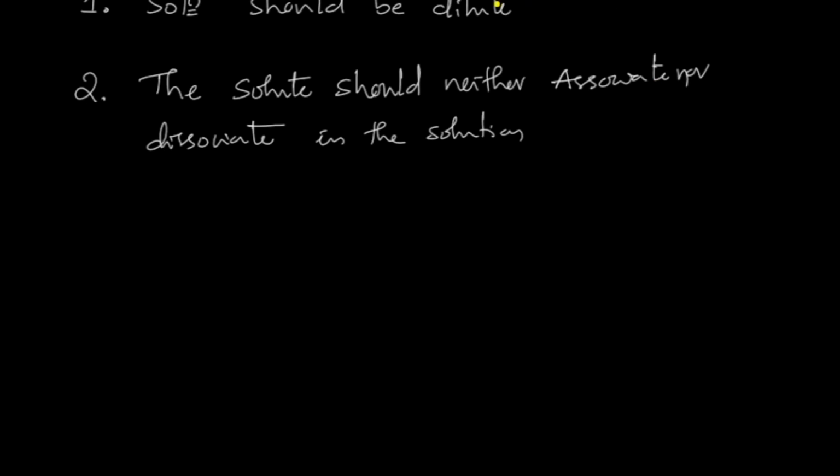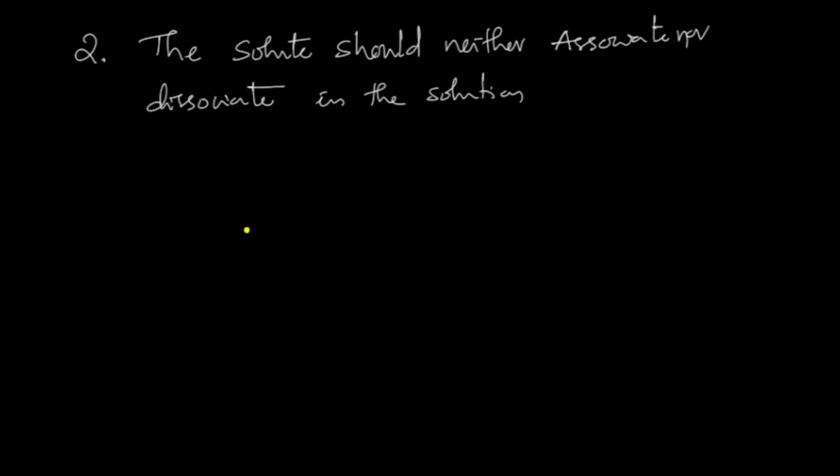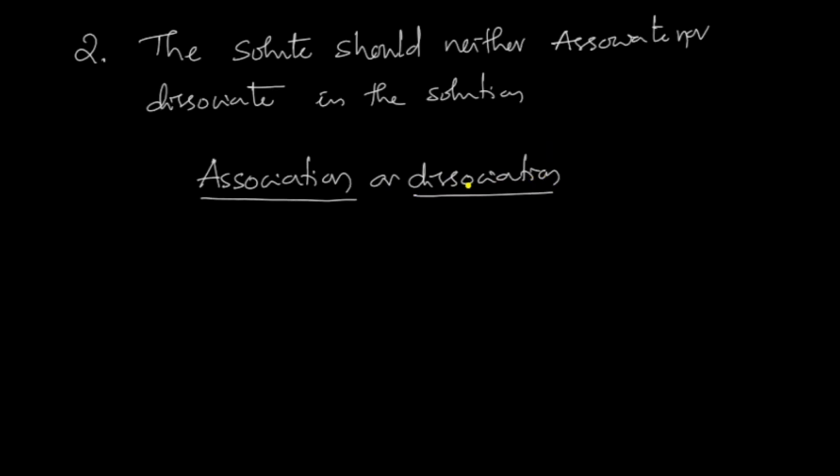Obviously we can use dilute solutions, but we cannot control association and dissociation. So let's understand what happens if association or dissociation is occurring. Just assume there is a solute like 2A that gets associated, forming A2. Both association or dissociation may occur here.